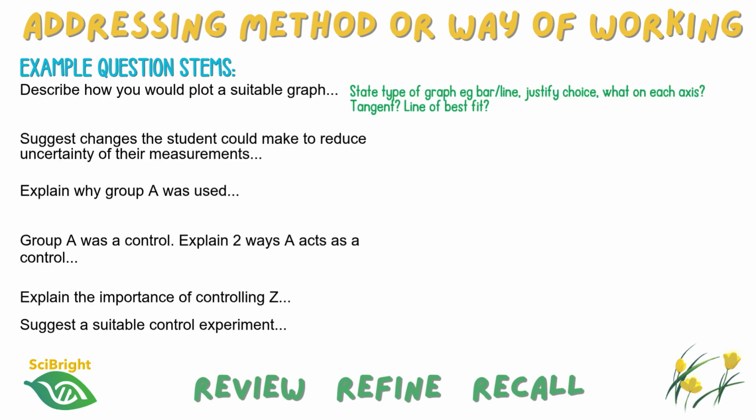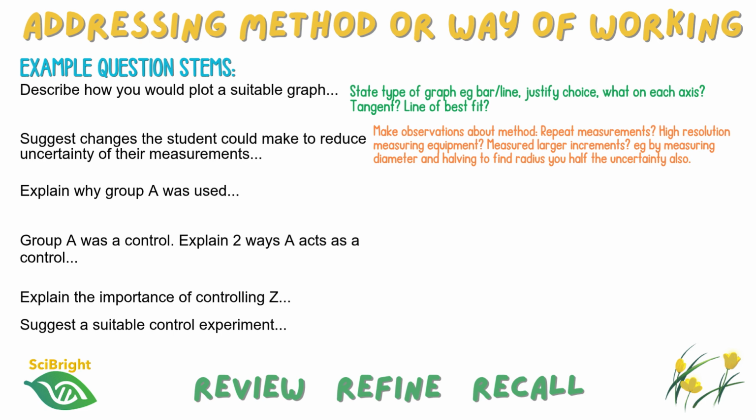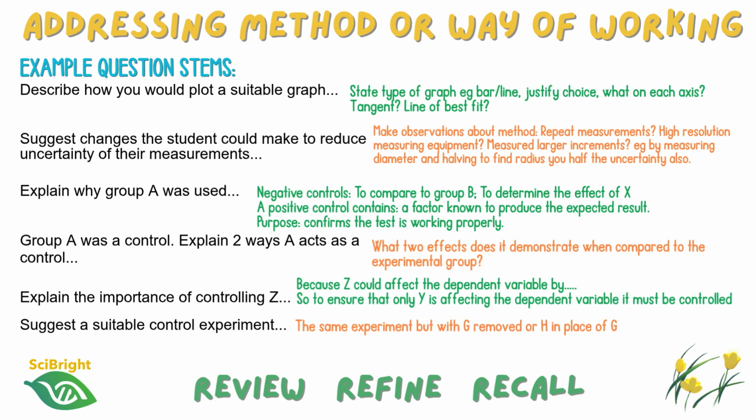Now, graph drawing is a fundamental skill, but don't take shortcuts if describing how to do it. Uncertainty is something you could be asked about, and it's a math skill that students often struggle with. So make sure you understand in all of your CPACs how you reduced uncertainty, either by repeating measurements, using high resolution measuring equipment, or measuring in larger increments. Now, the next four relate to control experiments and controlled variables. So make sure you know the difference between these and also the difference between a positive and a negative control, and be able to justify their purpose.